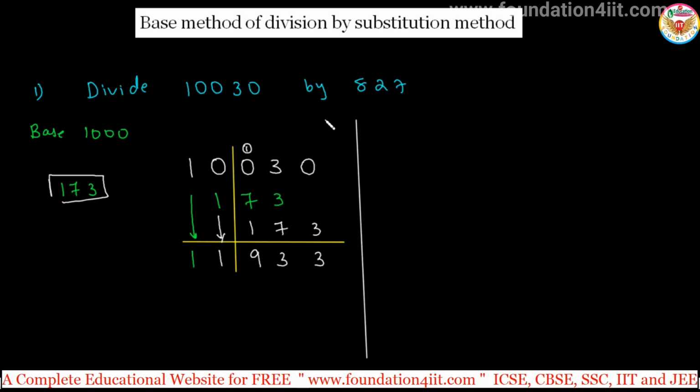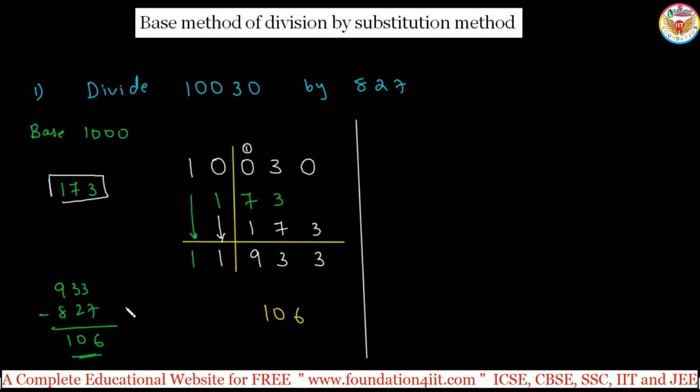But 933 is more than this divisor. In these cases you need to take one extra step in the normal method. We have to subtract 827 from 933. 13 minus 7 is 6, and so 106. This calculation should be done extra, so the remainder here must be 106. That extra one will add to this 11, plus 1, so 12. Now 12 is the quotient and 106 is the remainder. This is the extra step we are following.